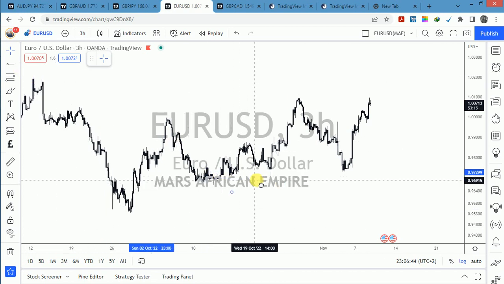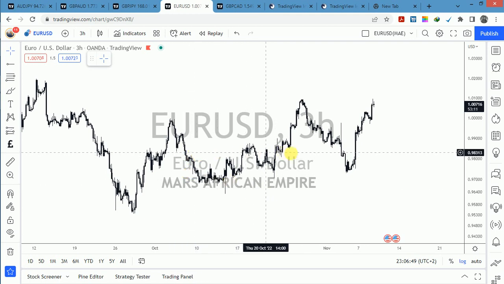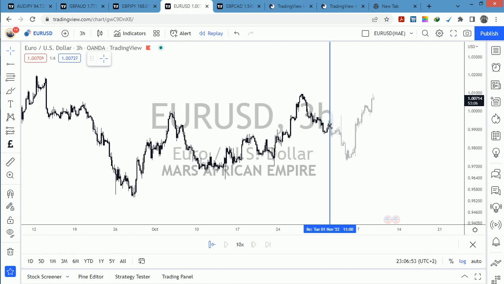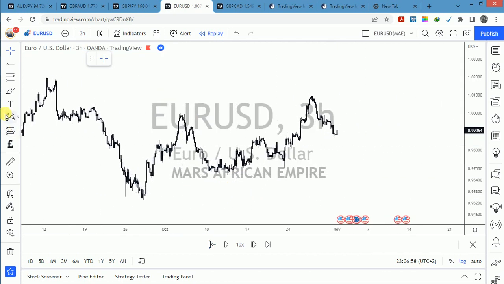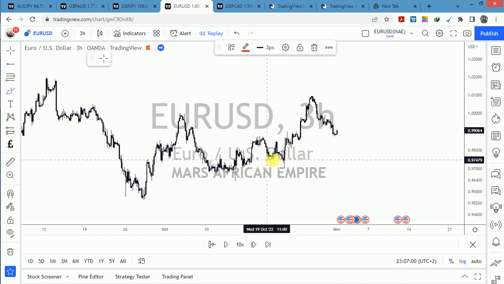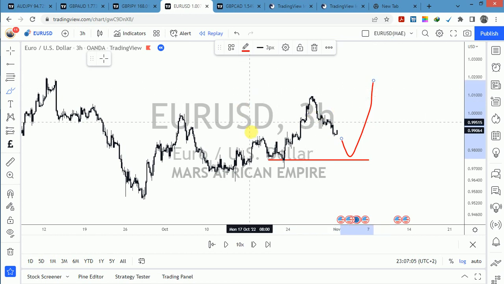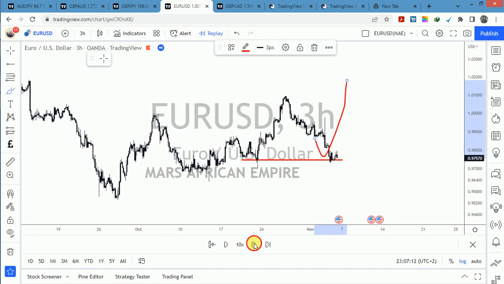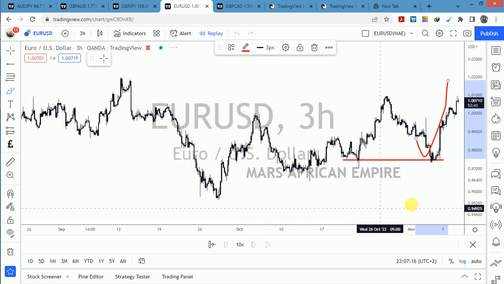EURUSD, what is happening on EURUSD? I did analyze EURUSD last week when it was still here, and I said it is going to use this QML and then continue to go up. If I play these, you can see that indeed EURUSD used that QML and then continued to go up.